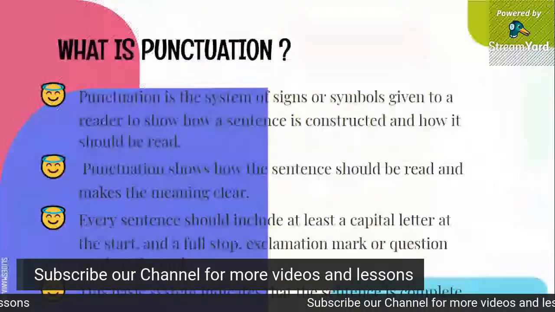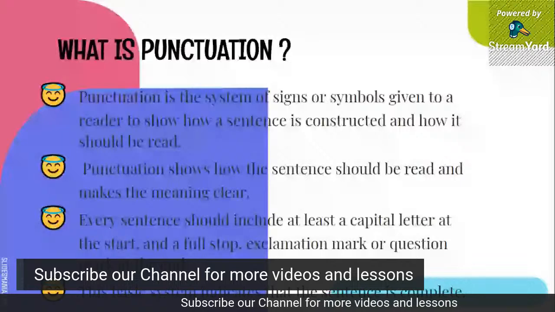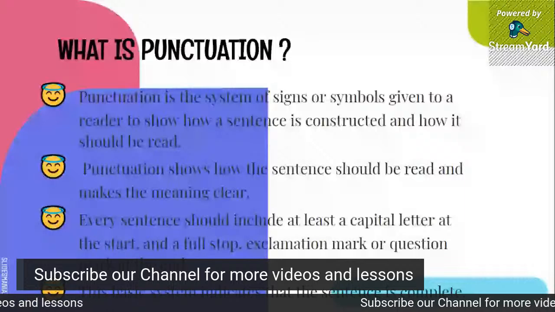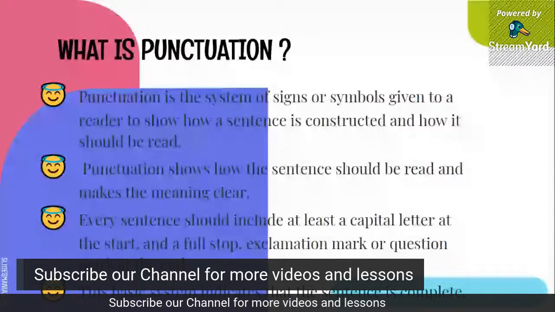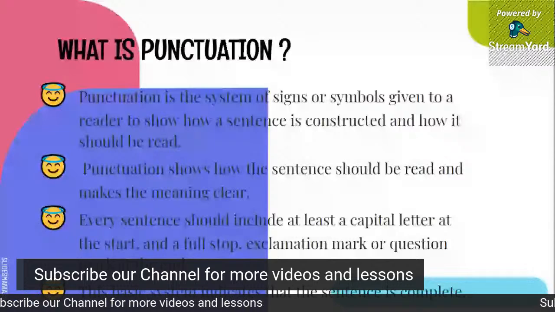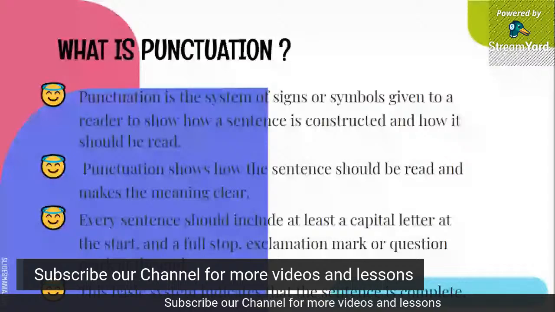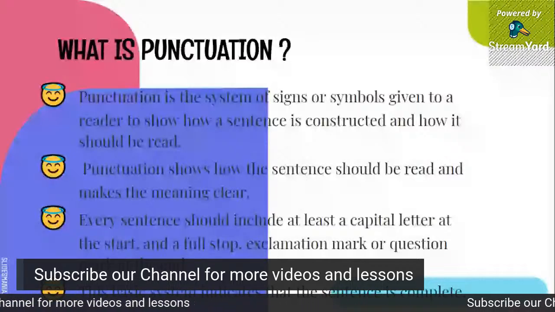Punctuation is the system of signs or symbols given to a reader to show how a sentence is constructed and how it should be read. So over here, what you have to see is the word system of sign or symbol. Okay, because these punctuations are basically a list of symbols that we use in our writing.